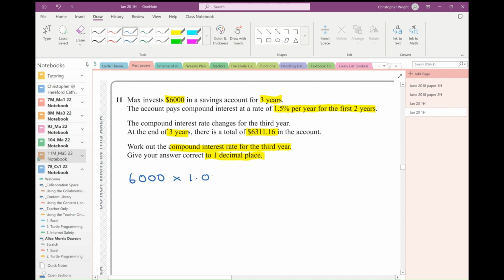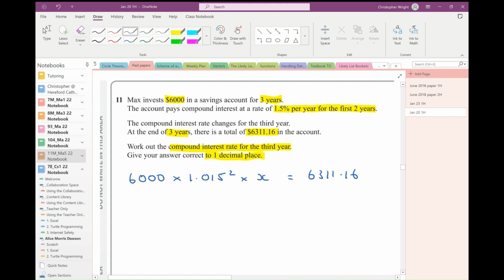So the first year, he's going to multiply by that. And then the same for the 2nd year. So after 2 years, we're going to have $6,000 multiplied by 1.015 squared. And then they're going to multiply it by something else for the 3rd year. Let's call that 3rd year multiplier x. And we know that at the end of the 3 years, he has that much money left.